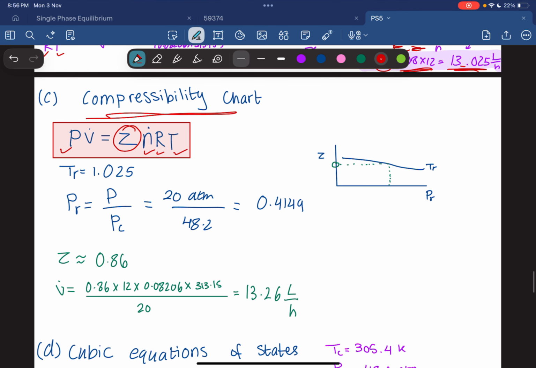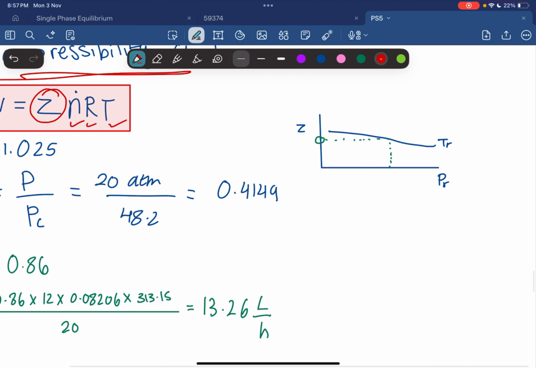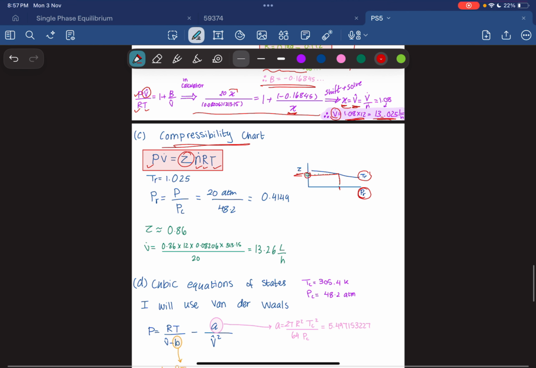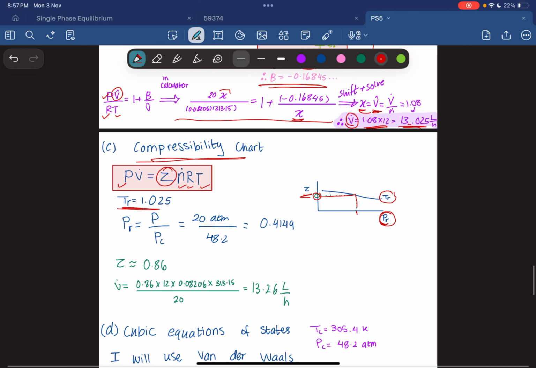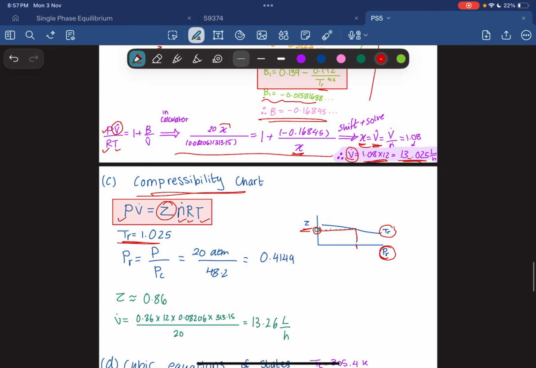So for the compressibility chart, when you are given a compressibility chart, you have values of reduced pressure and you need to map these values of reduced pressure to the values of reduced temperature to arrive at the appropriate value of Z. So here we already calculated the reduced temperature from the last part, which was equivalent to 1.025.